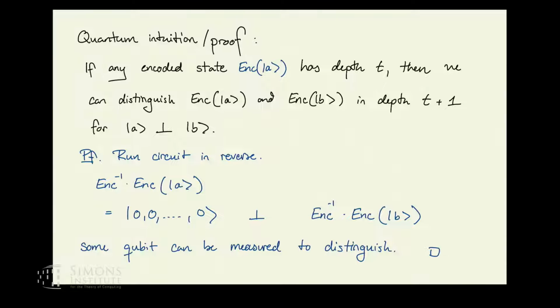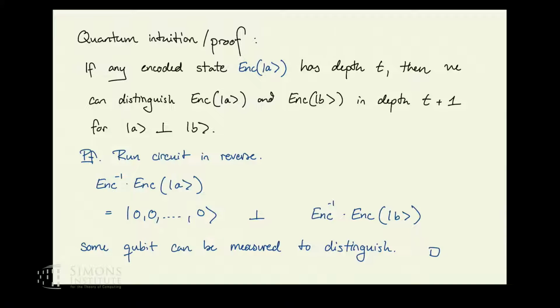If you ran it in reverse on A, you'd take the encoding of A and undo the encoding, so you get all zeros. And if you did it on B, you're going to get this other state. But linearity says that if A and B were initially orthogonal, then this vector and this vector are also orthogonal, which means that you must have this orthogonality here. So there's some qubit which could be measured to show that they're orthogonal. They can't be perfectly indistinguishable.